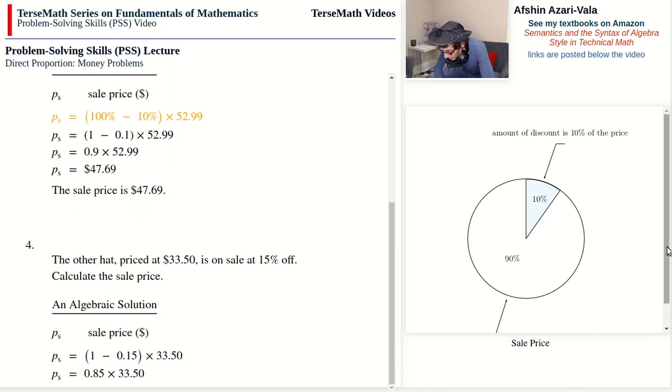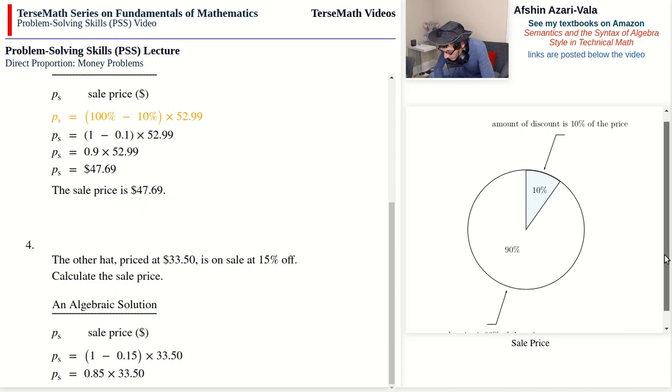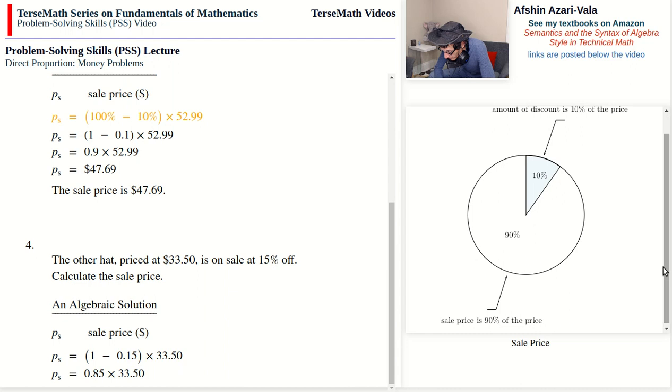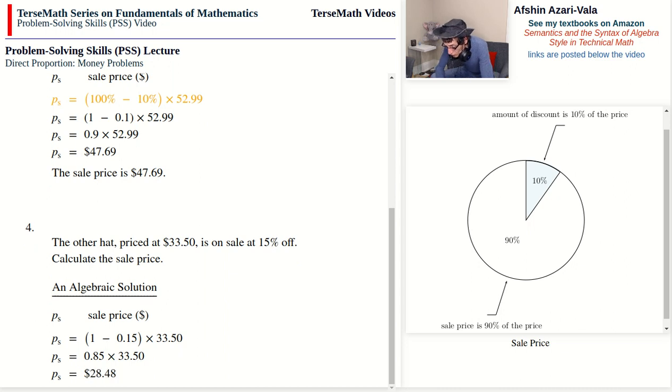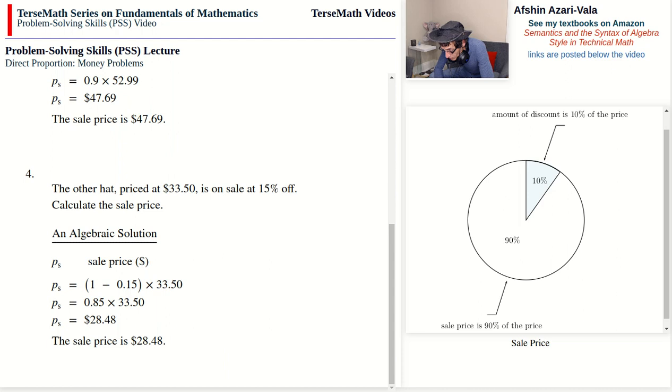Okay, sorry about that. Let's go back to the previous image here. Alright. Okay, so sale price is 85% of the price. And this comes to $28.48. So the sale price is $28.48.